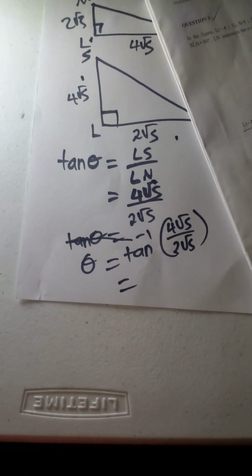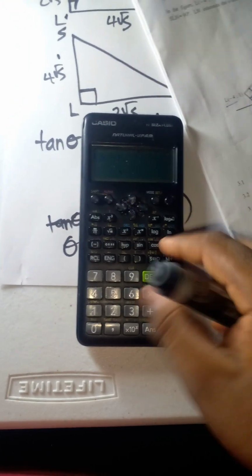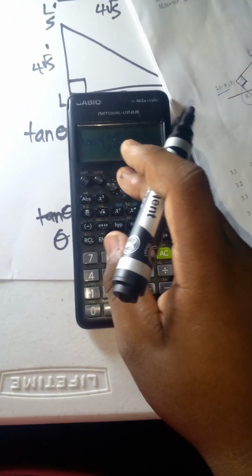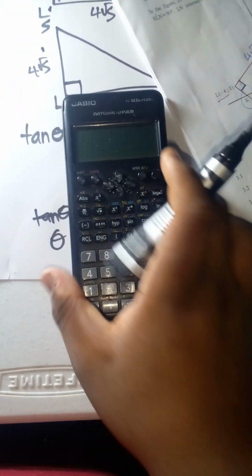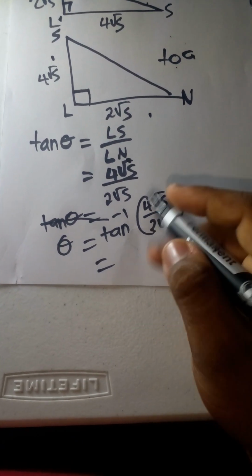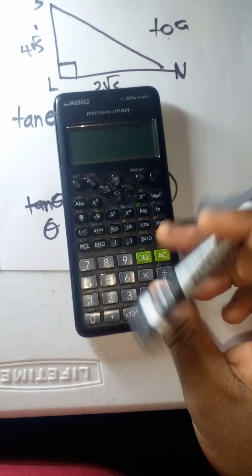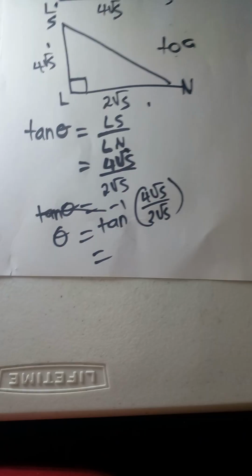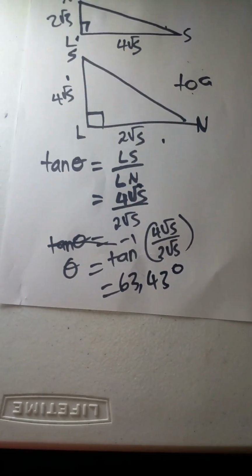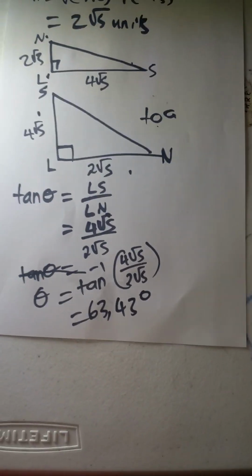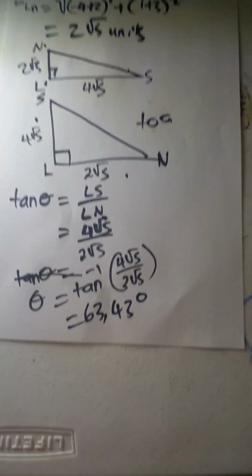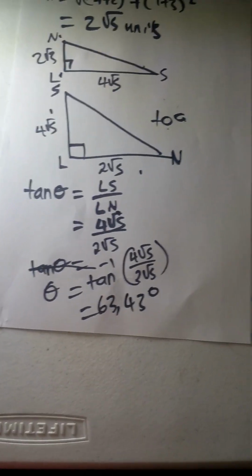Then I'm going to take my calculator there. Arctan of 4 root 5 over 2 root 5. Then I get what? 63.43. So now let me check. 63.43. So my answer is 63.43 degrees. Okay. So now let's continue. Let's go to the next question. Let me take a new paper here.